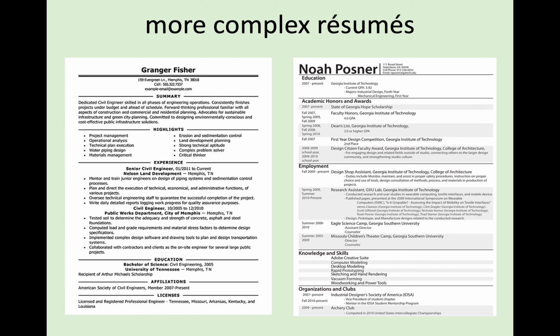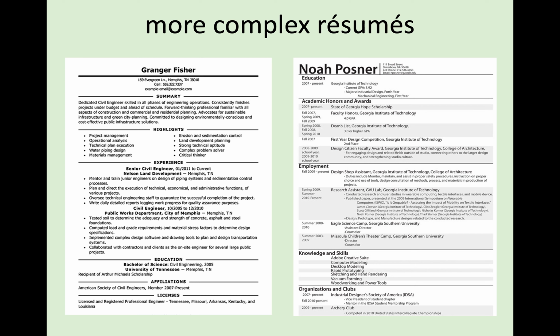Look how many of the bullet point entries have just 1 word spilling onto a second line. We could strategically edit those entries so they fit onto just 1 line. For instance, see where it says, mentor and train junior engineers on design of piping systems and sedimentation control processes. Well, mentor and train mean about the same thing. If we delete and train, the line would say, mentor junior engineers on design of piping systems, etc. Then that text would fit onto just 1 line.